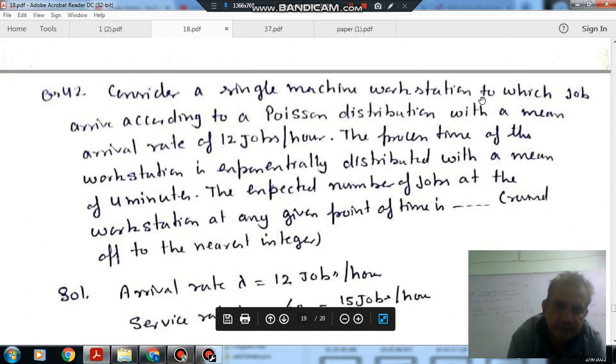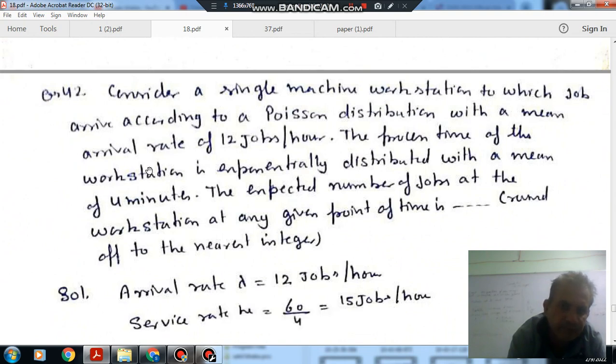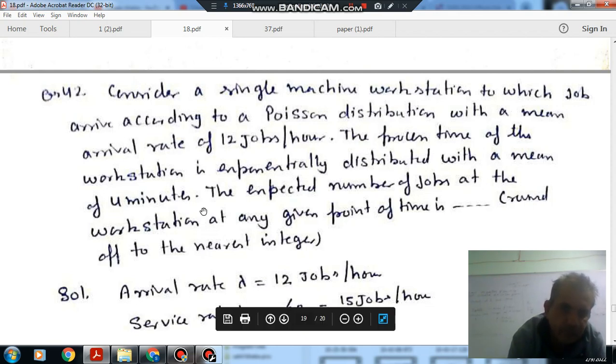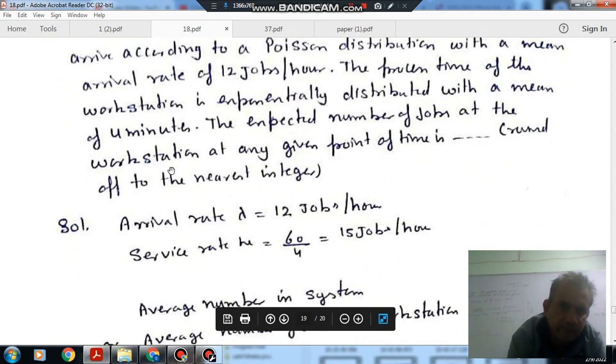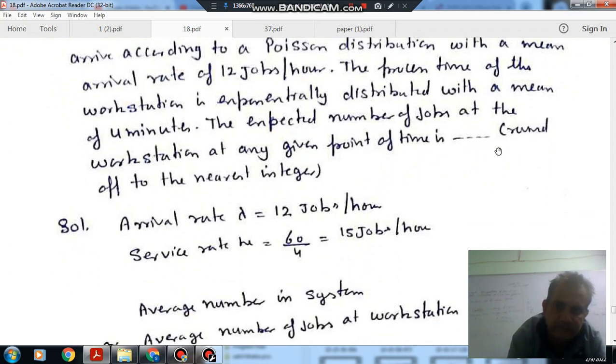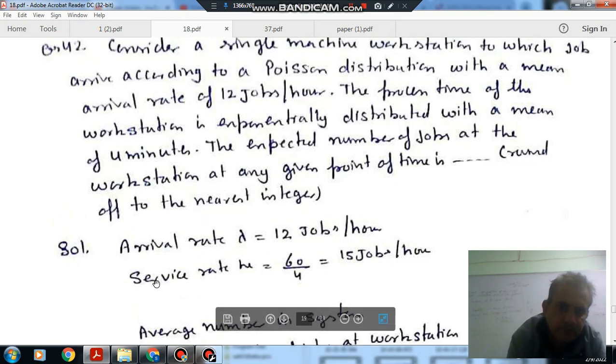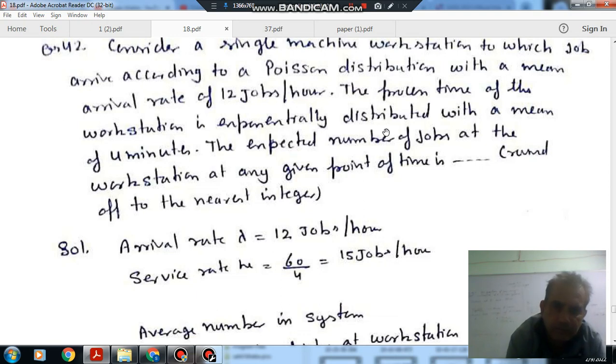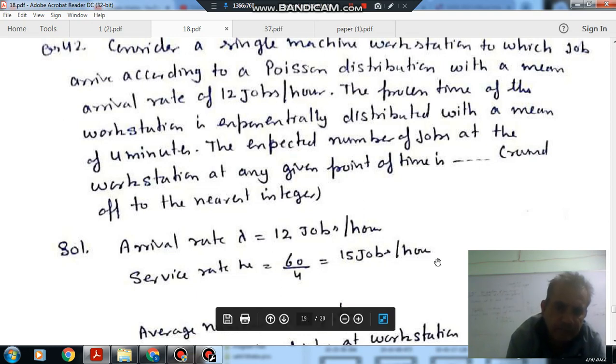Consider a single machine workstation to which jobs arrive according to a Poisson distribution with a mean arrival rate of 12 jobs per hour. The process time of the workstation is exponentially distributed with a mean of 4 minutes. The expected number of jobs at the workstation at a given point of time is dash, rounded up to the nearest integer. The arrival rate is 12 jobs per hour, and the service rate, as it takes 4 minutes to service one job, is 15 jobs per hour.